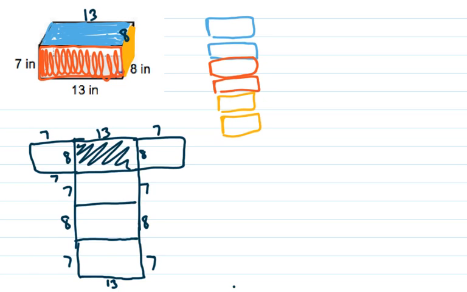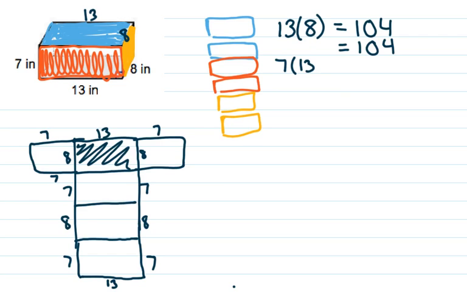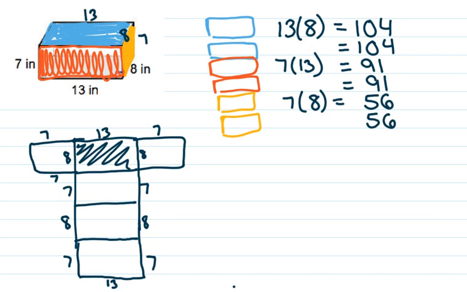So, the blue rectangle has an area of 13 by 8, which is 104. And the other blue rectangle for the bottom is exactly the same. Now I need to find the area of the red rectangle, which is a 7 by 13 with an area of 91. And remember, that front rectangle matches the back rectangle. Now I need to find the area of the yellow rectangle, which is an 8 by 7. So 7 by 8 is 56, and the right rectangle matches the left rectangle.